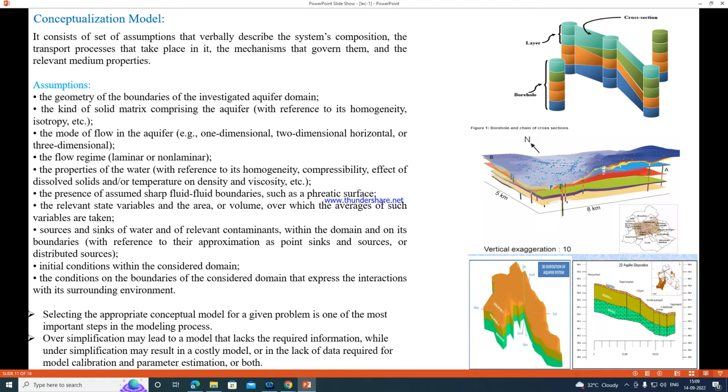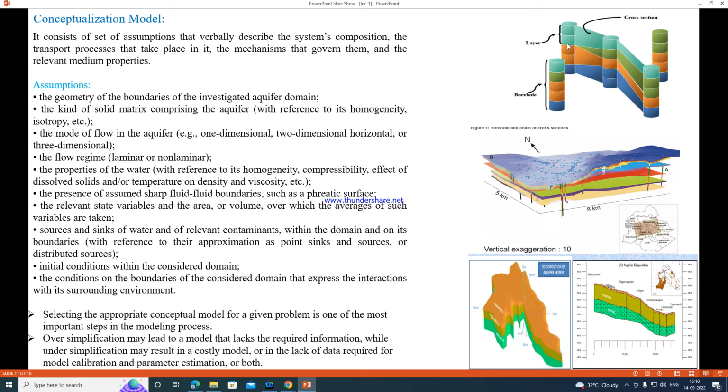But here the conceptualization model is nothing but hydrogeological mapping. Hydrogeological mapping is the identification of the physical boundaries of the aquifer systems and their hydraulic and hydrologic characteristics. Here it is focused on mapping the storage and transporting properties of the rocks or the alluvial soils, and also mapping the stratigraphic units. Hydrogeological mapping is the first step in understanding the aquifer geometry and location.